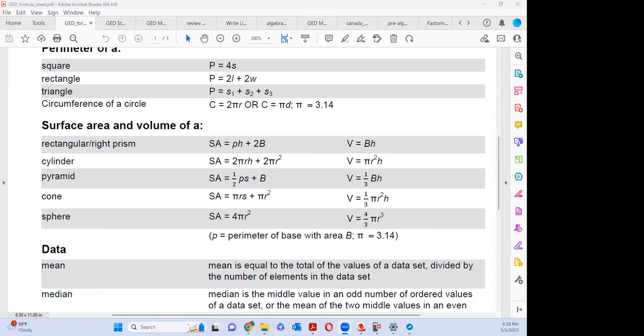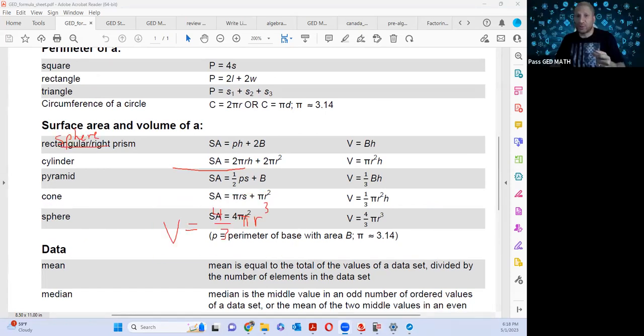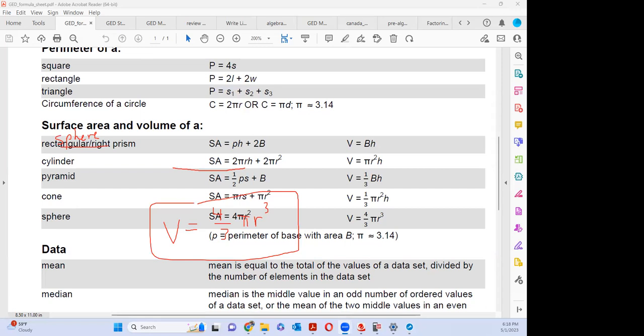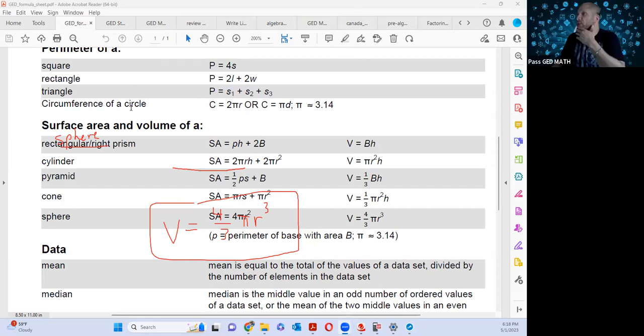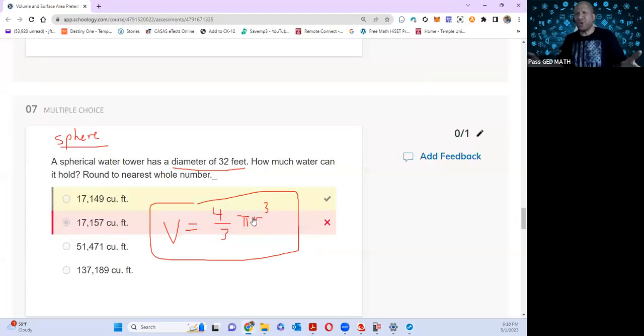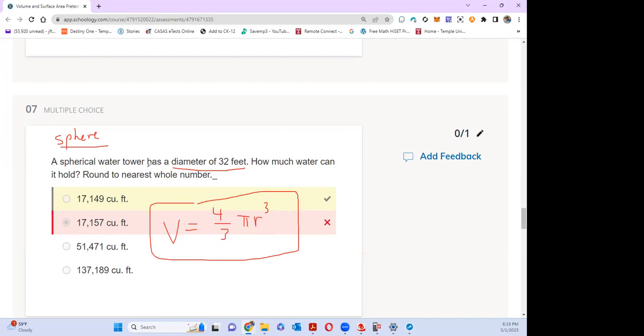Now, let me hit undo for a second. Let me get that formula back on the screen, and then let me go back to that problem. There we go, right there. So, well, hold on. I don't see where they give us the radius. They only give us the diameter.